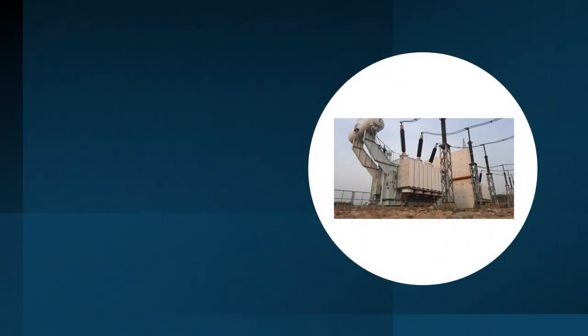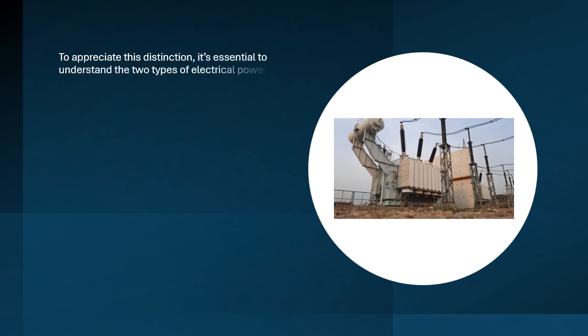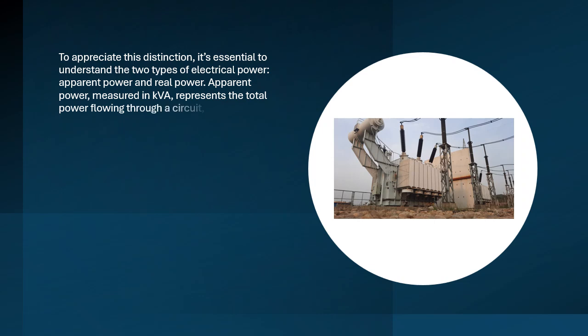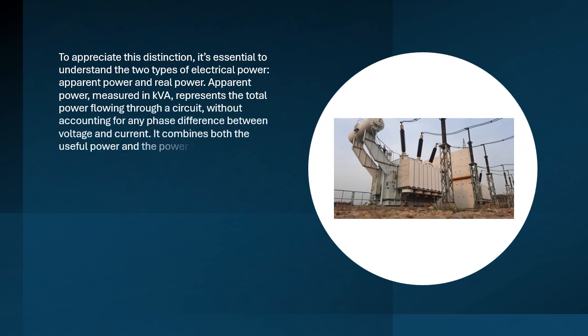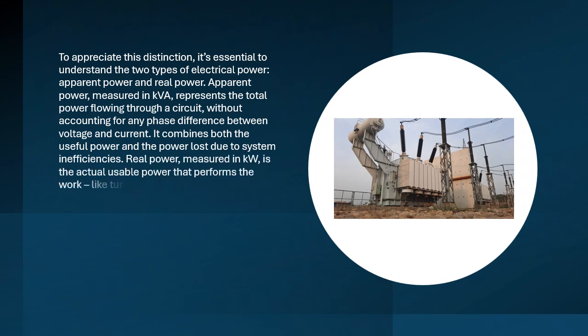To appreciate this distinction, it's essential to understand the two types of electrical power, apparent power and real power. Apparent power, measured in kVA, represents the total power flowing through a circuit, without accounting for any phase difference between voltage and current. It combines both the useful power and the power lost due to system inefficiencies.